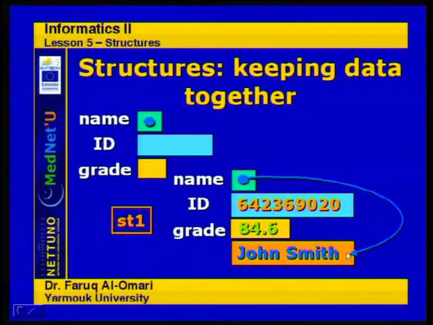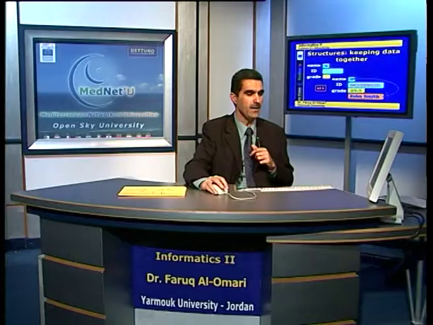Actually, all I need about this name, and this is pointers again, is just the starting address of it. So I place the starting address in this name pointer. So actually, this is just a pointer that points to somewhere in memory where the name John Smith is saved. And then after that, in the ID field, I have the student ID, and then after that, a floating point number representing his grade. Okay?